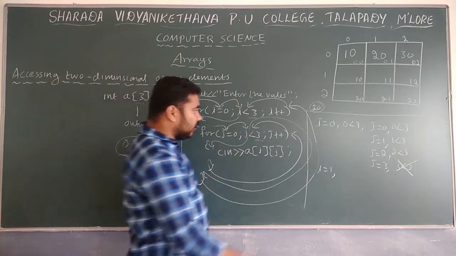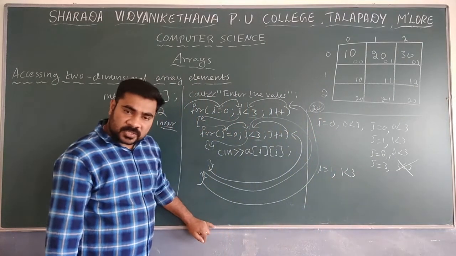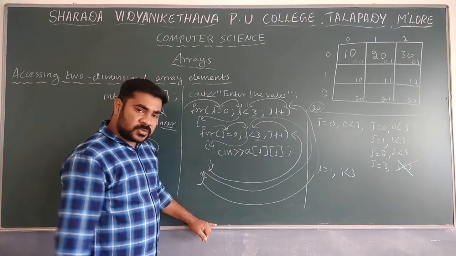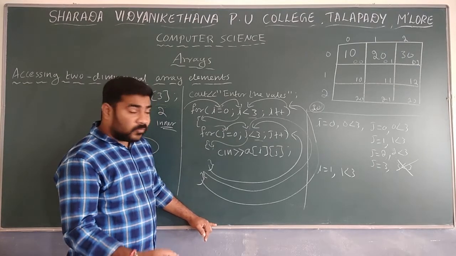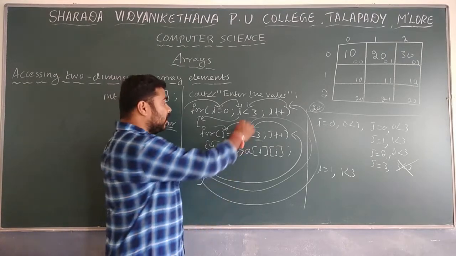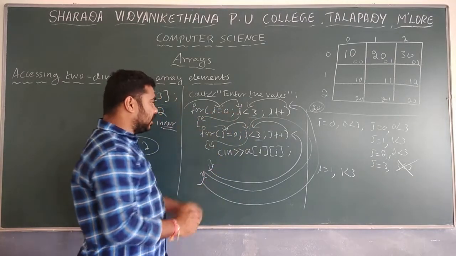What is the i value? The i value is 1. Check whether 1 is less than 3. The condition is true. Whenever the i value satisfies the condition, we enter inside. So the same steps are repeated once again.